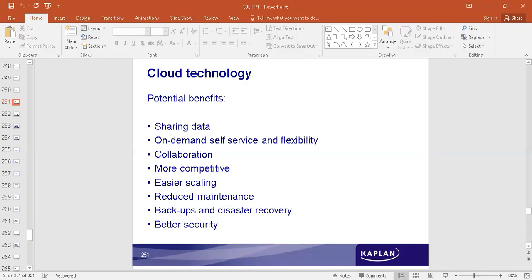Instead of using the space on these devices, this data can now be very comfortably stored on the cloud. Also, there are advantages. We can always have easy access to the data that is stored on the cloud. So that is cloud technology, cloud computing, what we call it.